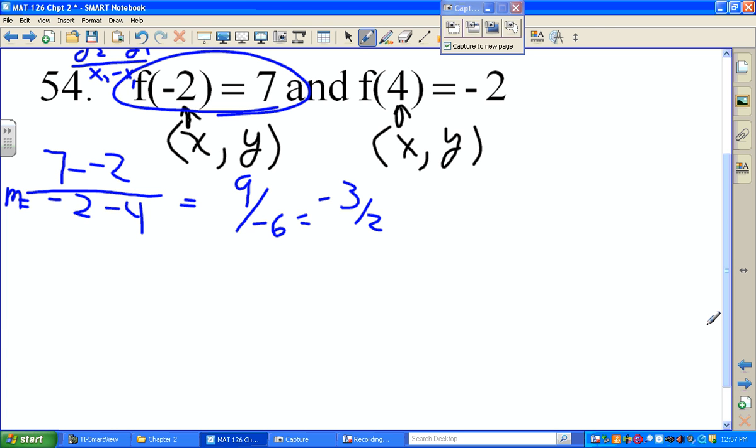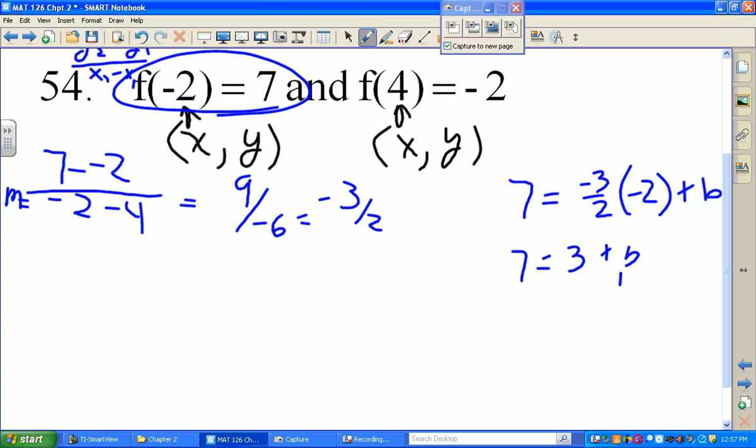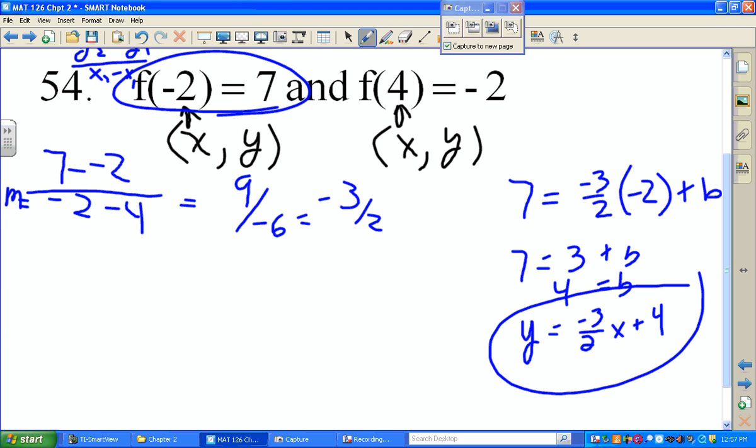Where was I? Oh, find b. y is 7, m is negative 3/2, x is negative 2, plus b. Well, that's convenient. 7 equals 3 plus b. b equals 4. So y equals negative 3/2 x plus 4. Nicely done.